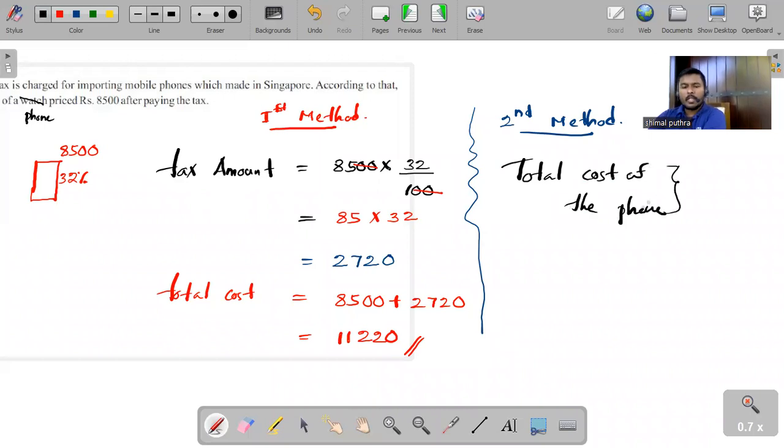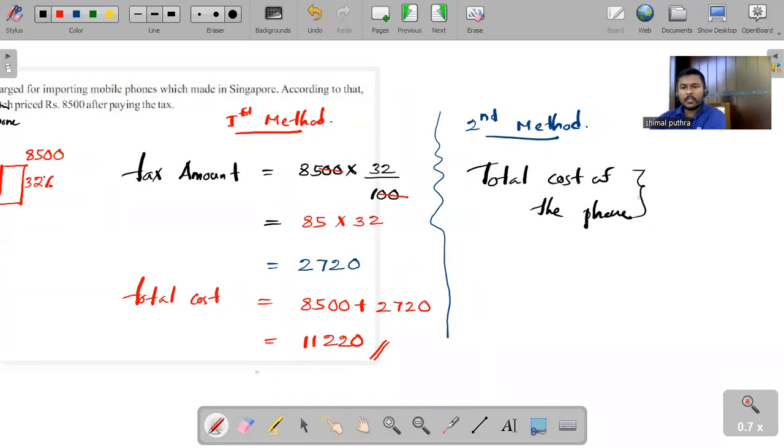The value of the phone is 85,000, sorry, 8,500 into 132. In this step also, you can find the same answer. Just two zeros and zeros are cancelled. You can just multiply 8,500 into 132 and find your answer. It will be equal to 11,220. This is the second method.